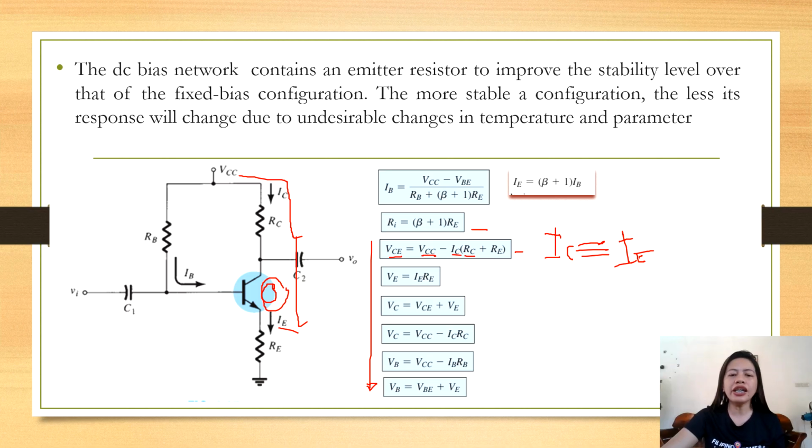You need to follow that approximation so that you can arrive with this formula. That's why in our formula we have IC, isolated IC, because it's supposed to be IERE. The IE there is approximately equal to IC. That's why we could say IC times RC plus RE, and I hope you understand. So that's why we arrive at VCE equals VCC minus IC times RC plus RE. Now let's go to this formula. VE is equal to IERE.